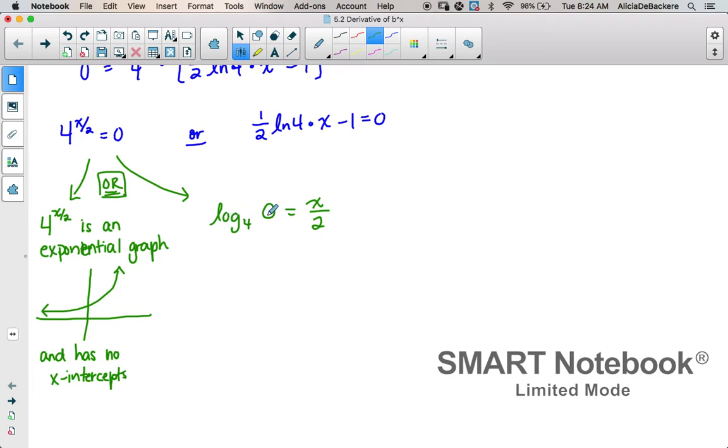Now, when I try and type log base 4 of 0 into my calculator, I'm going to get an error, and that's because log base 4 of 0 is undefined. It's saying what's the exponent on 4 that gives you the answer 0, and it's never going to happen, right? Because no matter how negative I make that exponent on 4, it's just going to be a fraction that gets closer to 0 and never actually gets there. So log base 4 of 0 is undefined, and therefore I have no solutions. So again, you're going to write down one of these two explanations to tell me why there are no answers to this one.